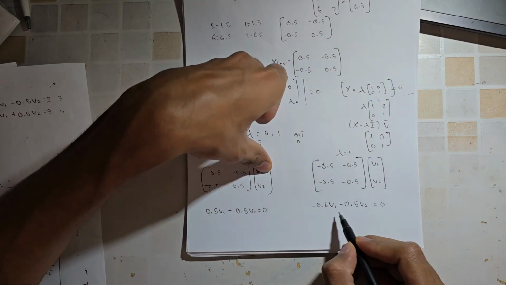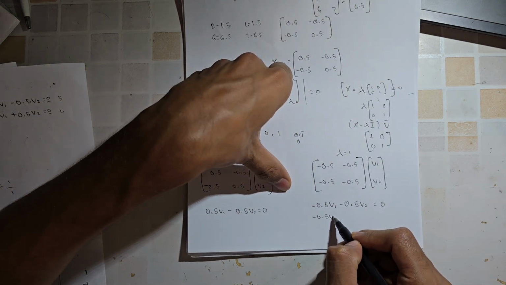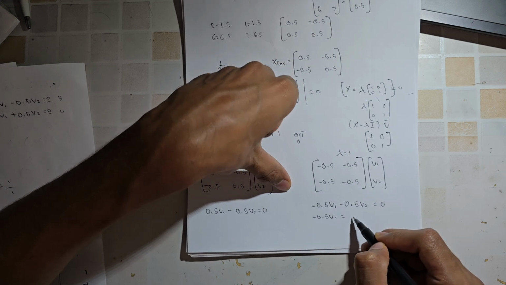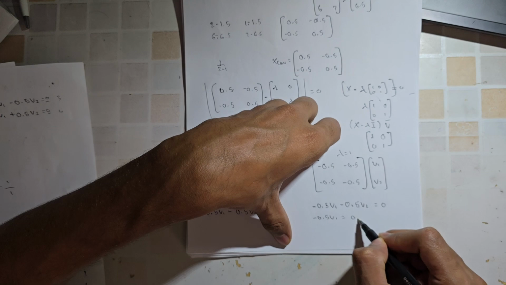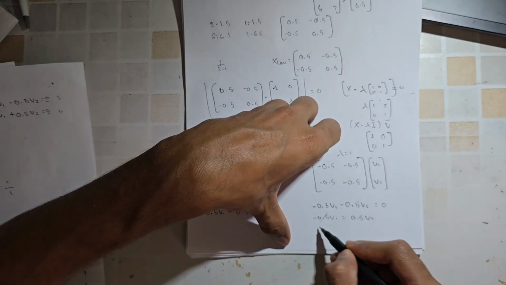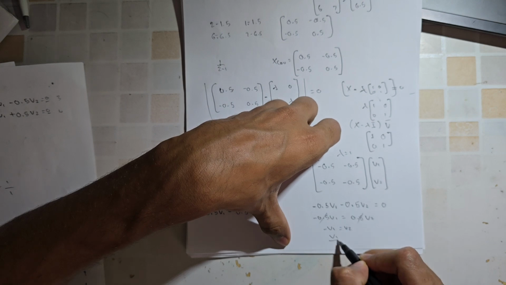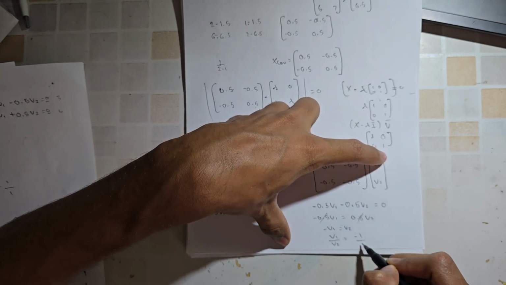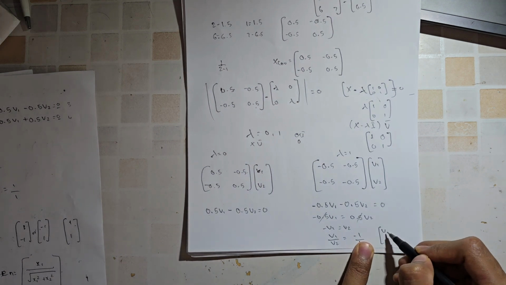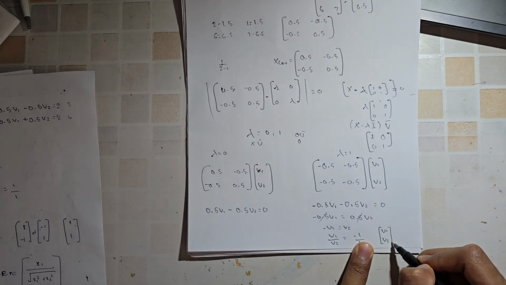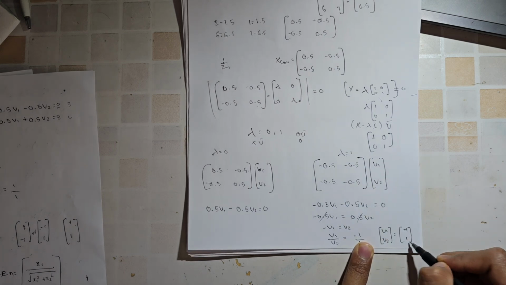So here, I will send this 0 minus 0.5 to that side. So I'll have 0.5 v1 is equal to 0.5 v2 plus. If I subtract this, I'll get minus v1 is equal to v2. If I write v1 by v2, it is equal to minus 1 by 1. So I can say that my eigenvector when the eigenvalue is 1 is minus 1, 1.